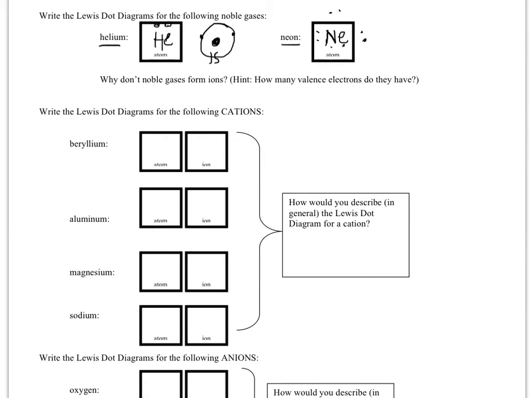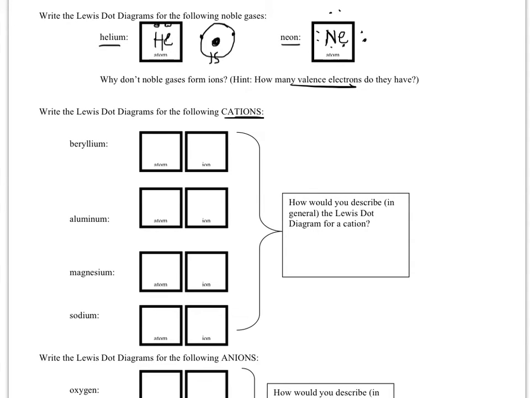Right? Why not? Well, you're going to answer this, and we'll talk about it in class, but I want you to think about how many valence electrons they have and what the goal of every atom is. Okay? Now, let's draw some Lewis dot diagrams for metals which do form ions. They form cations, positively charged.